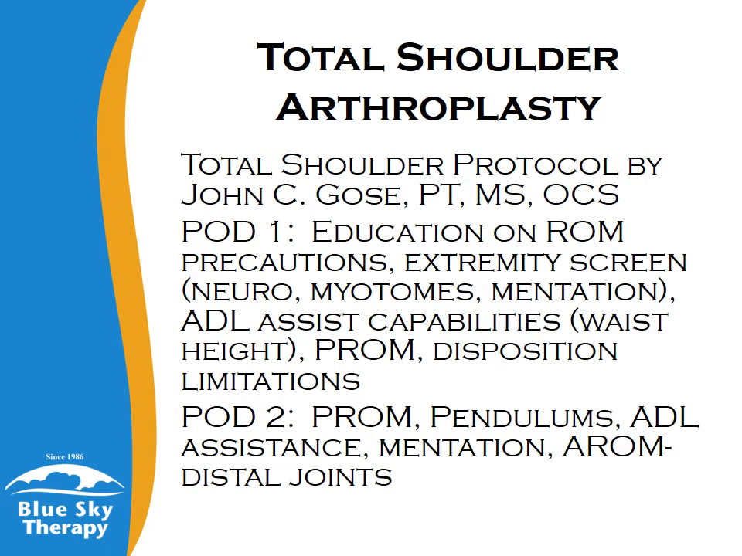An example of a total shoulder arthroplasty therapy protocol by John Gose, PT, includes post-op day 1: education on range of motion precautions, an extremity screen, a neuromuscular screen, myotome screen, and mentation, ADL assist capabilities with the arm at waist height, passive range of motion, and disposition limitations. Post-op day 2: passive range of motion, pendulums, ADL assist, mentation, active range of motion of the distal joints.